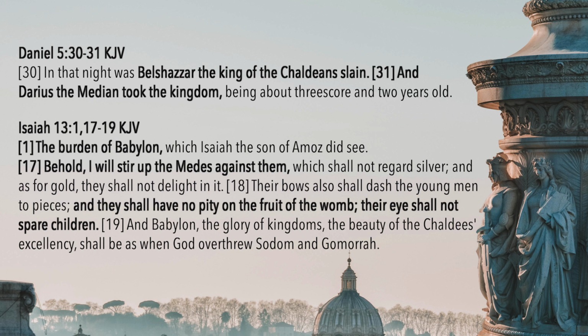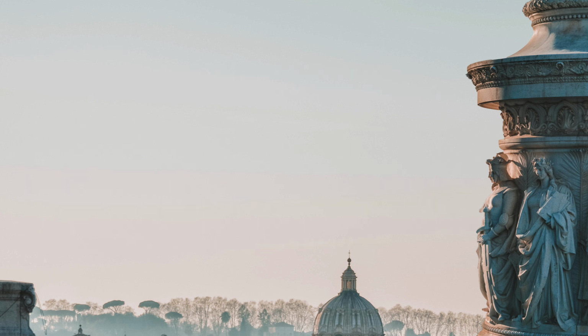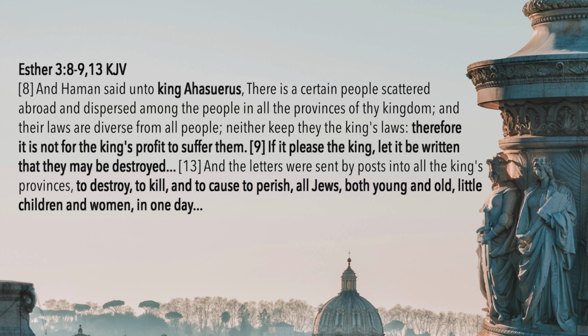And so here we read of the overthrowing of Babylon. But take note of the merciless and cruel depiction of the Medes. It said, "They shall have no pity on the fruit of the womb, and their eye shall not spare children." This cruelty could also be seen in the time of Esther, when the Persian king was about to destroy all the Jewish people in his domain, both old and young, little children and women, in a single day. And so this is the nature of the Medo-Persian kingdom denoted by this bear.